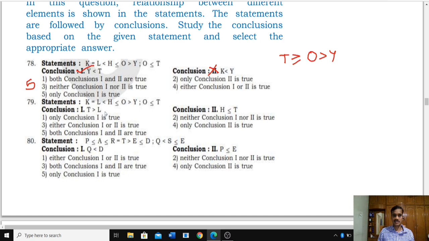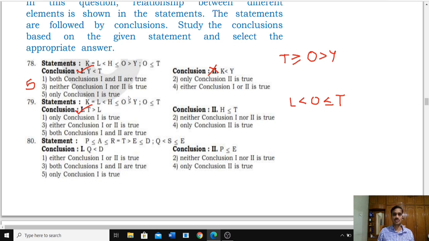The relation between T and L. L is here, T is here. O is common between these two. Now L to O, the relation is L lesser than O. And here O to T, O lesser than or equals to T. Hence between L and T, lesser than or equals to. Which symbol is common? Lesser is common. L lesser than T is true, T greater than L is also true.